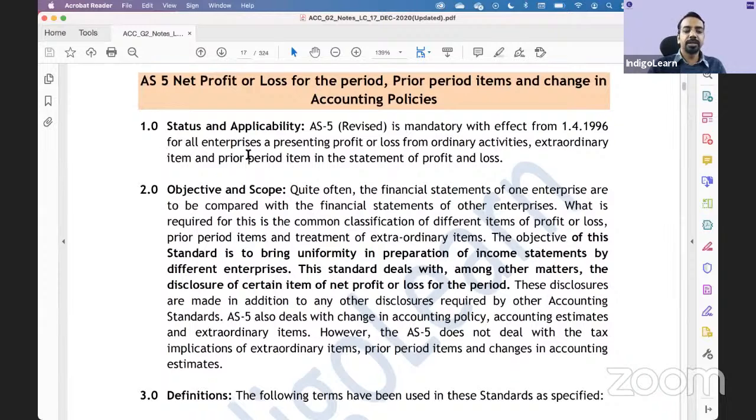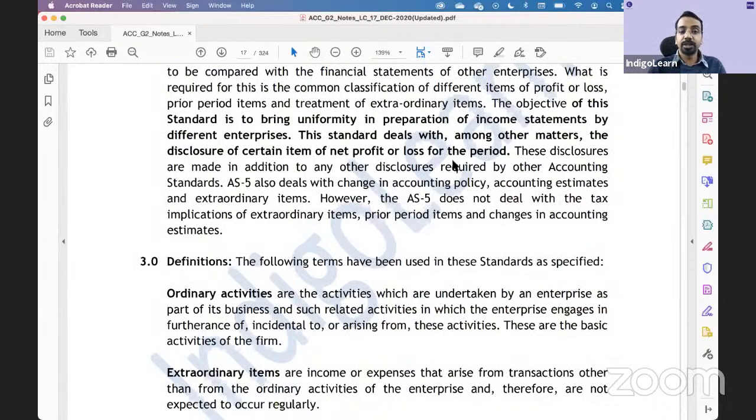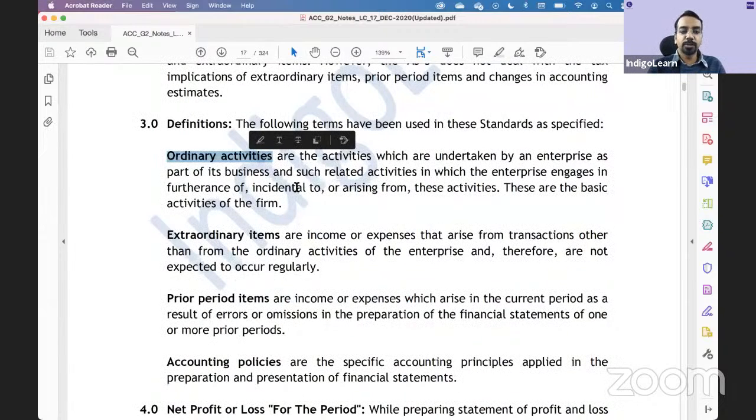So what are ordinary activities? Ordinary means your day-to-day activities. These are the activities which are undertaken by an enterprise as a part of its business, and such related activities in which the enterprise engages in furtherance of, incidental to, or arising from these activities. Basically, these are the basic day-to-day operating activities of the entity. These are the activities which the enterprise carries out on a regular basis. This is, you can say, the bread and butter activities of the enterprise. These are ordinary activities. Okay.